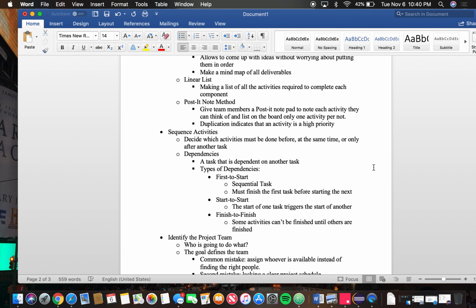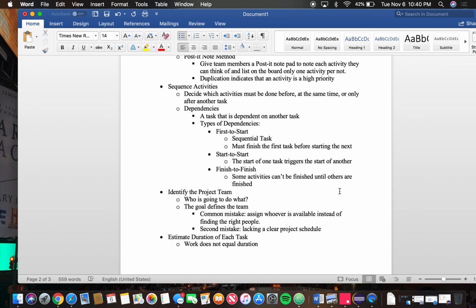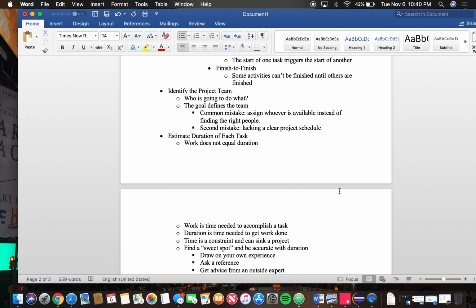Then there's sequence activities, which decide which activities must be done before, at the same time, or after another task. So these are dependencies, where a task is dependent on another task. The types of dependencies are finish to start, which means the sequential task, which means that you must finish the first task before starting the next. Start to start is the start of one task triggers another, and then finish to finish is some task can't be finished until another one is finished. So these are just three types of dependencies that the book gave us.